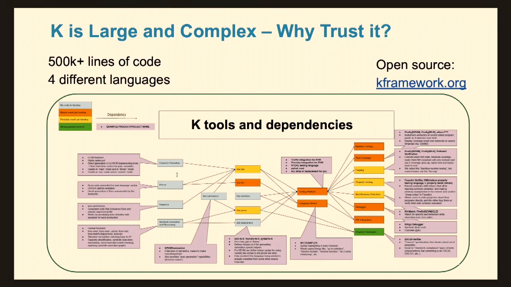All right, as you may expect, K is a huge system. We heard many people saying that this is most likely the largest formal methods system ever implemented. It has more than 500,000 lines of code in 4 different languages. And you may wonder, why should we trust K? My answer would be, you shouldn't, because K has bugs, I'm pretty sure. I'm convinced it has bugs. We fix them as soon as we find them, but any system has bugs.